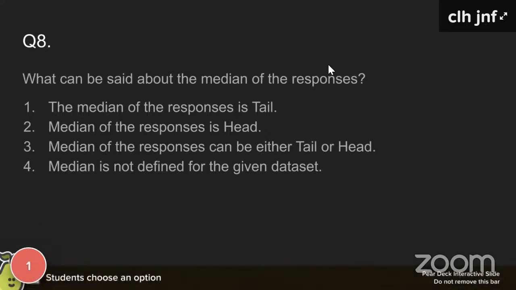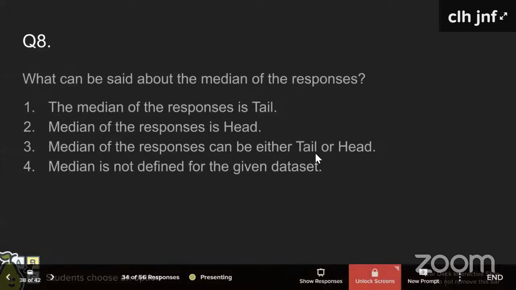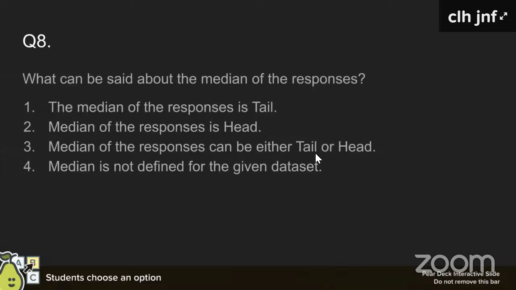So what can be said about the median of the response? Is the median of the response tail or head or what? Not defined, right? It's not defined because the data set is nominal. The data set has a nominal scale of measurement. Fine, so these were all the questions.